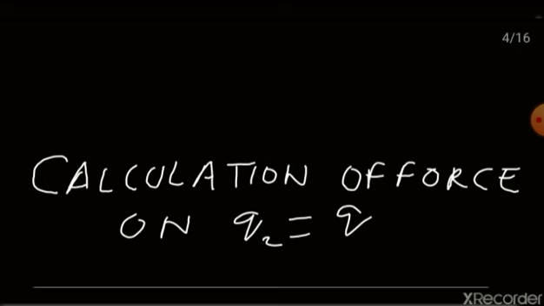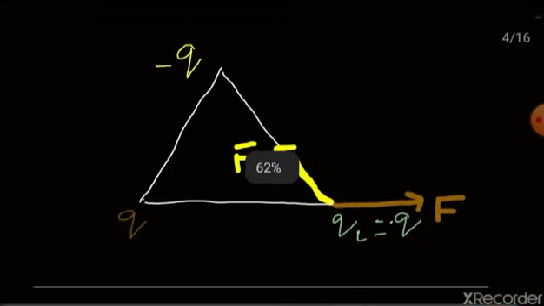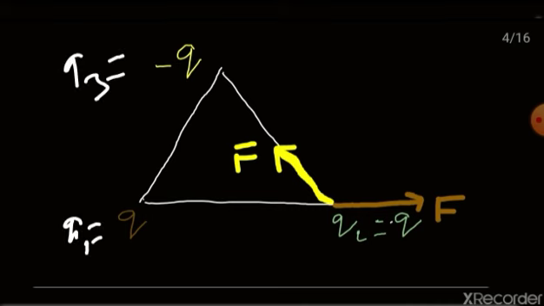So here, the calculation of the force on charge Q2. If we see charge Q2, it is similar to the charge Q1. See, this gray vector is the force exerted by Q1 on Q2. This is Q1, and this is Q3. Since Q1 is positive, Q2 is also positive, hence the force is repulsive. Similarly, Q3 charge, that is minus Q, attracts Q2 towards it, hence the force is attractive in nature.